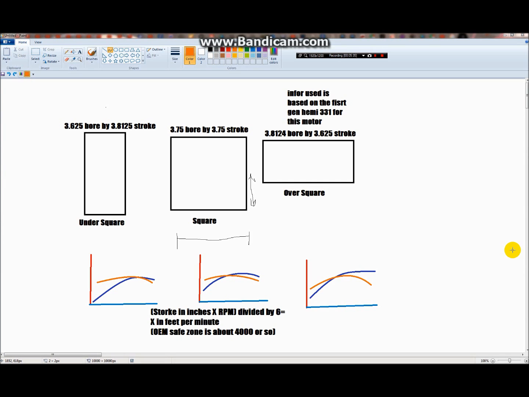Anyways, getting back to this. For example, our first-gen Hemi has a 3.8125 bore by a 3.86 or 3.8625 stroke, making it a very oversquare motor.